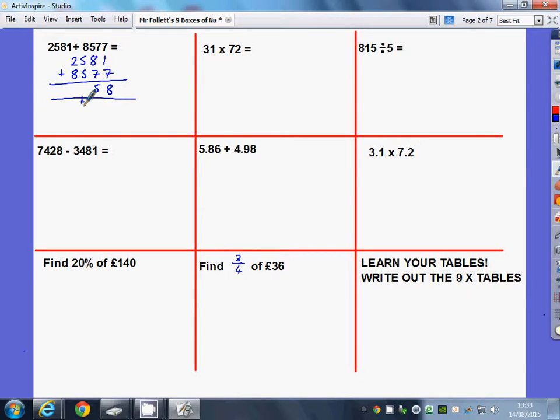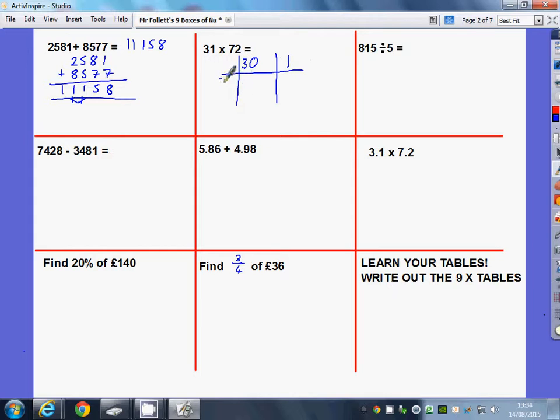5 and 5 is 10. Don't forget that one there to make it 11. 2 add 8 is 11. Sorry, 2 add 8 is 10. Add that one there is 11. So you've got 11,158.